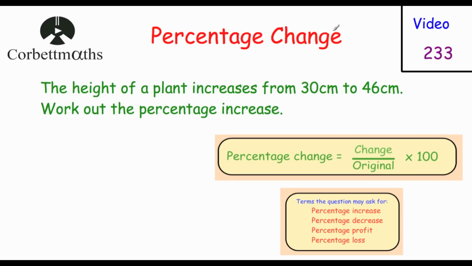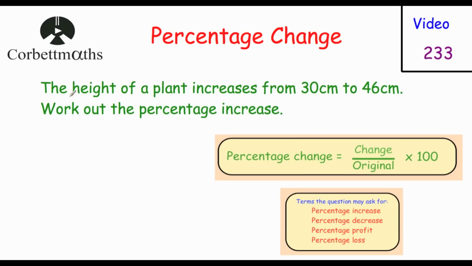Okay, so our next topic is percentage change, and this is video 233 in Corbettmaths. So percentage change is calculated by change divided by original times 100. Sometimes in a question you might be asked to find the percentage increase, percentage decrease, percentage profit or percentage loss, and they'll all be calculated the same way by using this formula.